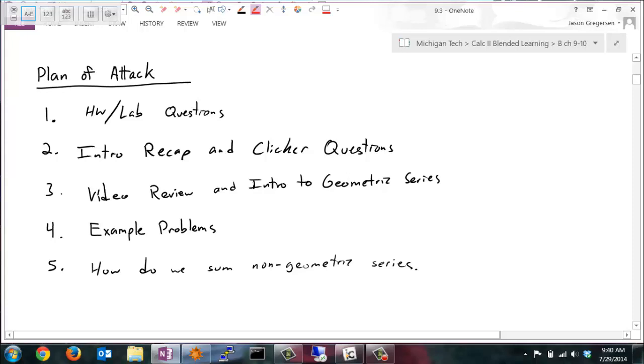I want to talk about a difference between the formulas in the book and the formulas in the video. We'll go through that derivation and talk through all that stuff. After that, we'll tease the next couple sections by saying, what happens if it's not geometric? Then how would we find the sum of a series?